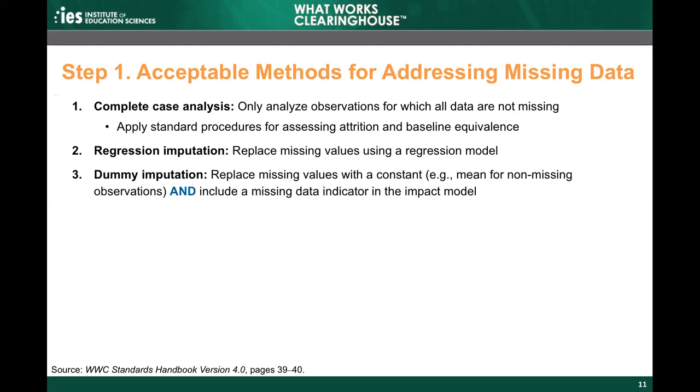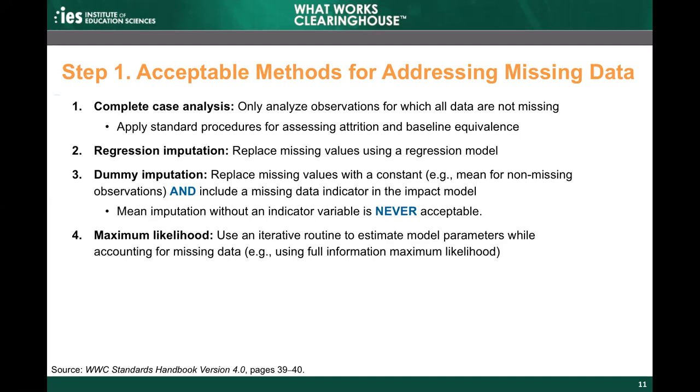The third method is dummy imputation. In this case, we replace the missing values with a constant, so for example, the mean for non-missing observations, and include a missing data indicator in the impact model. Please note that mean imputation without an indicator variable is never acceptable under 4.0.